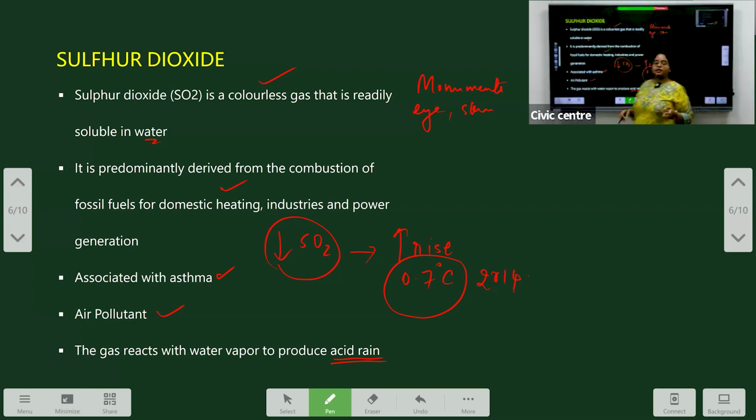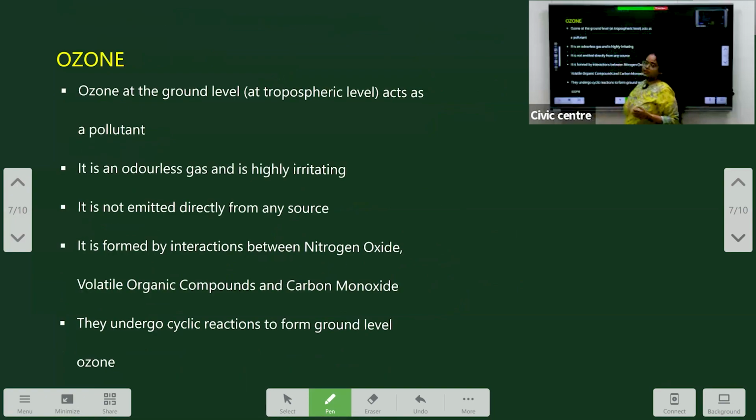Now the scientists are trying to understand what is happening, why the reduction in sulfur dioxide is causing the temperature to rise, and what can be done to cool the temperature. Right. Now let's see what is ozone and how is it a pollutant.